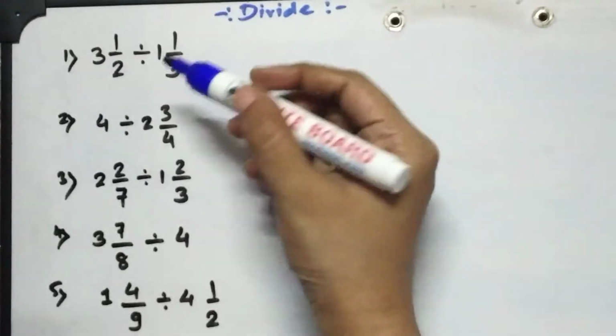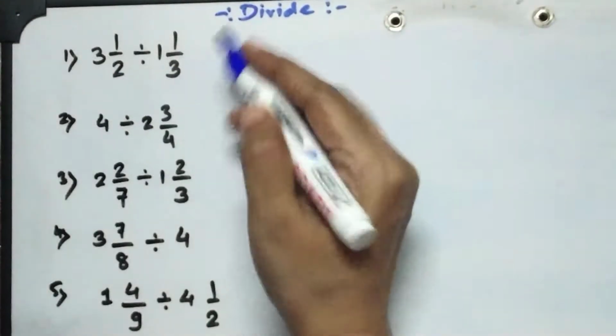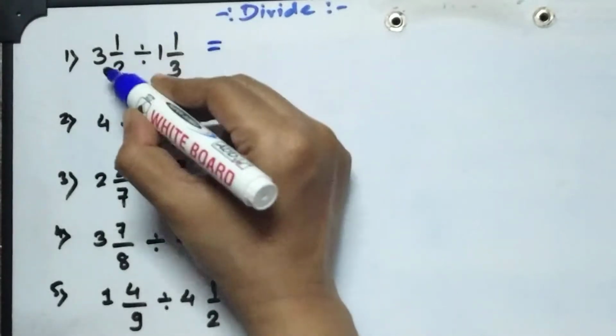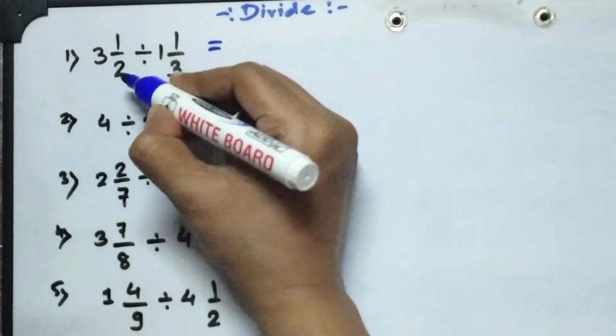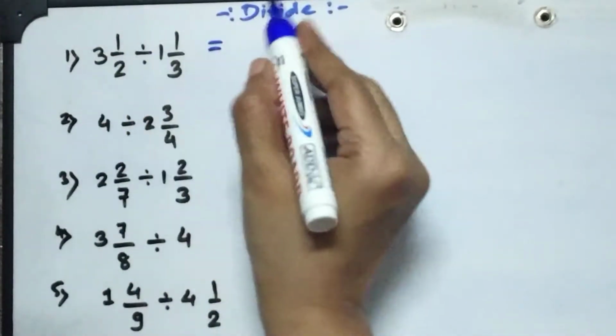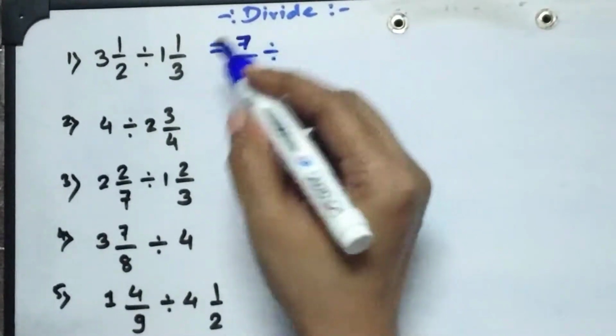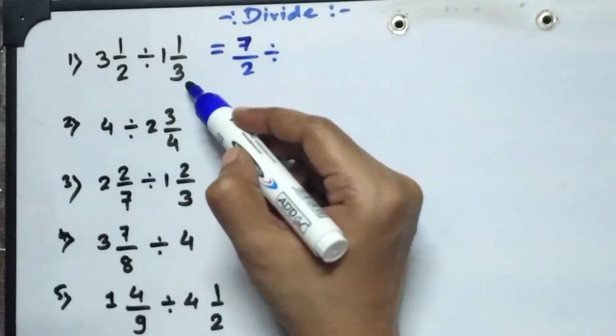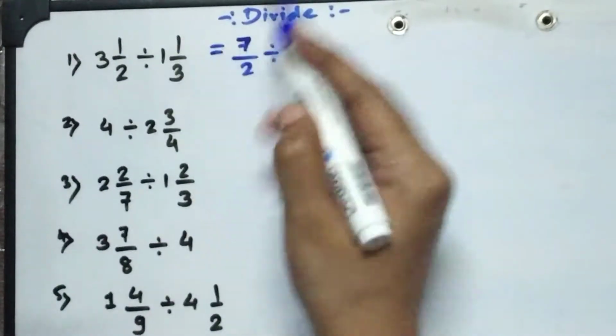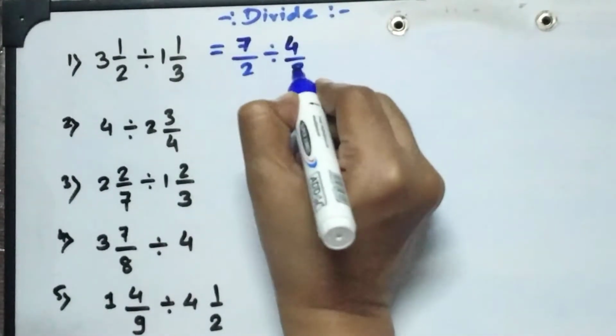Here in the first problem we are having division of two mixed fractions. We will perform it. First of all, we'll convert them into improper fractions. Here 3 2s are 6 plus 1, 7 by 2. We need to divide it with this one integer 1 by 3, which is nothing but 3 1s are 3 plus 1, 4 by 3.